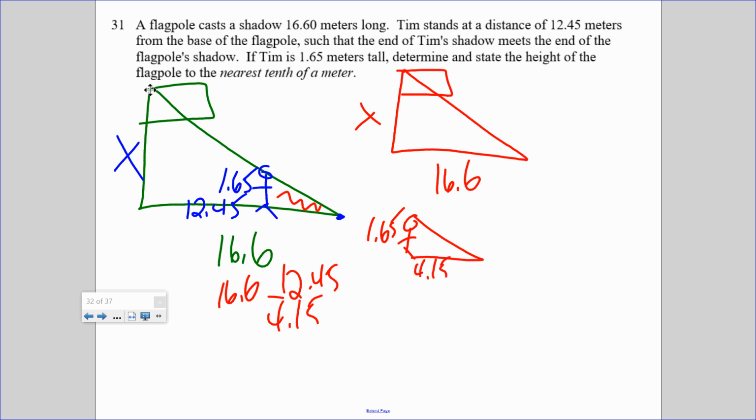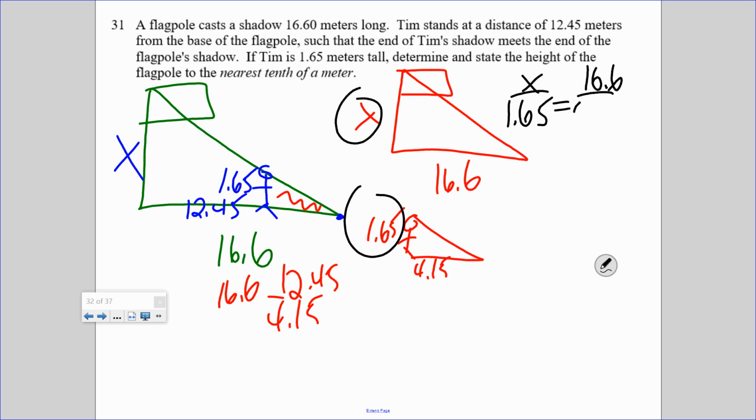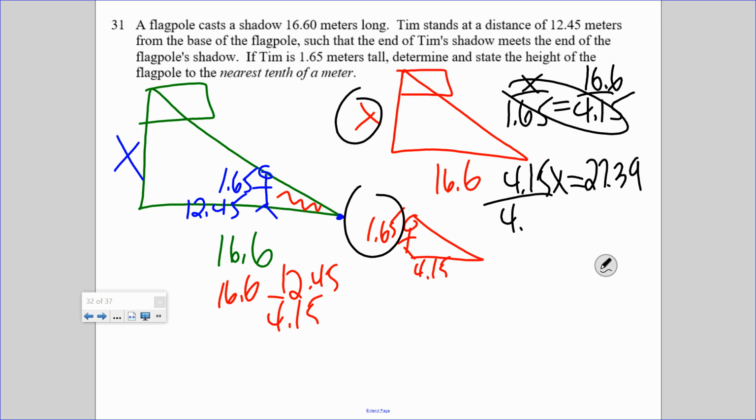Now I put my corresponding pieces on top of each other. I put my X over my 1.65. I put my 16.6 over my 4.15. Cross multiply and solve. I have 4.15x equals 1.65 times 16.6. 1.65 times 16.6 is 27.39. Divide by 4.15. X equals 6.6.